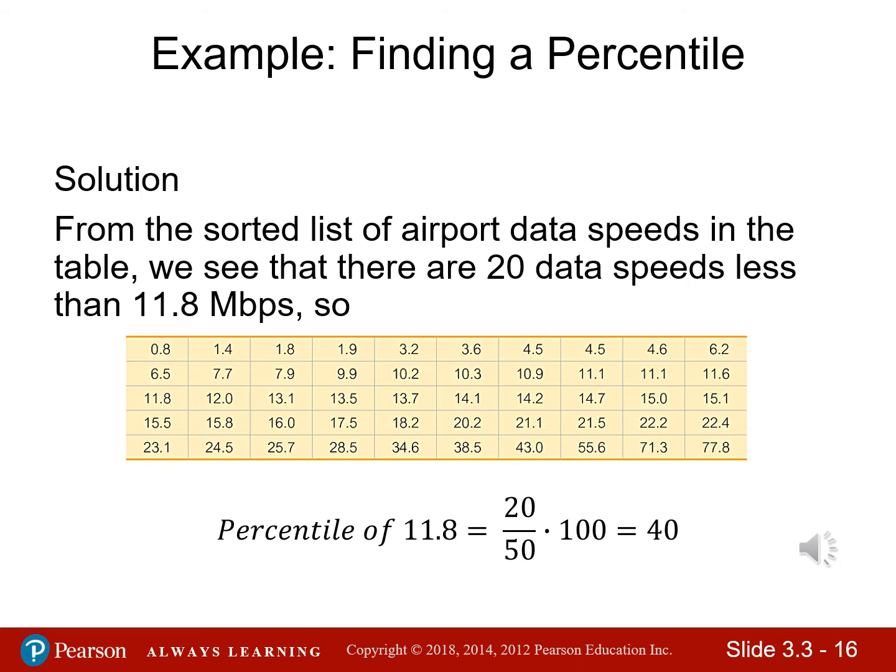So we can say that a percentile of 11.8 is the number of values that are less than 11.8 divided by the total number of values multiplied by 100. So that gives us 20 over 50 multiplied by 100, which gives us 40.